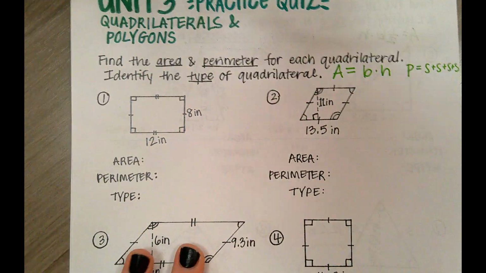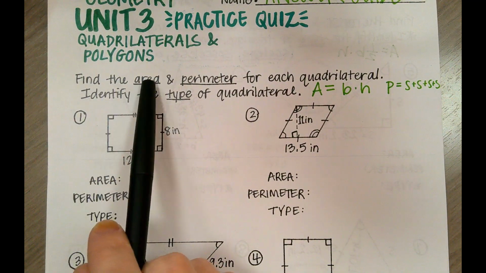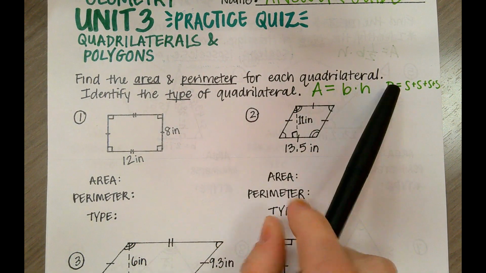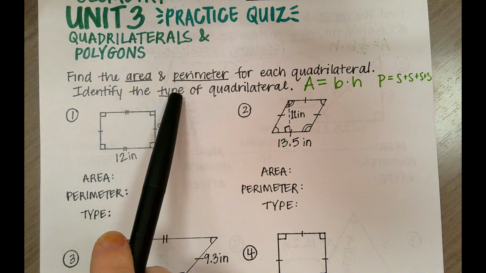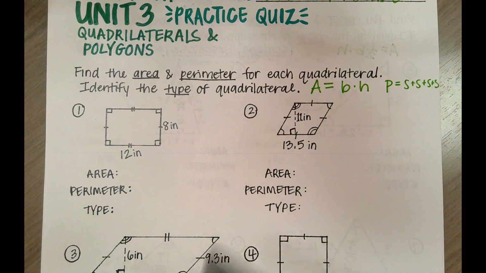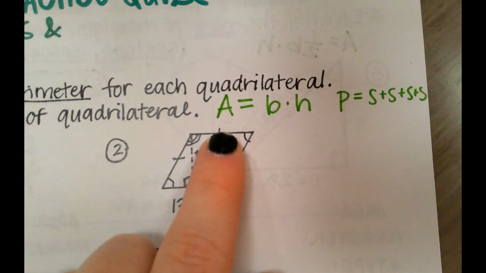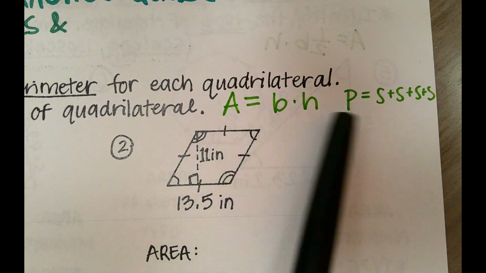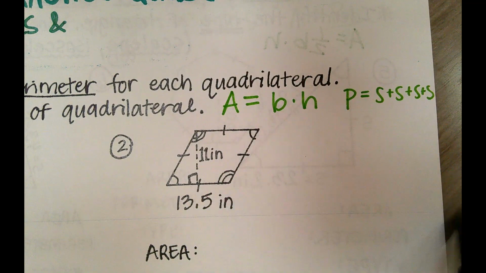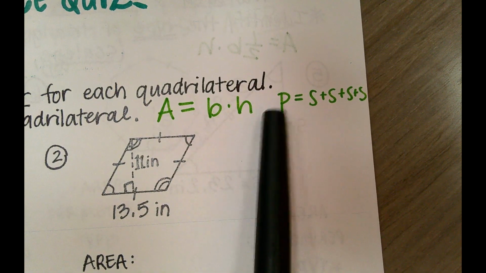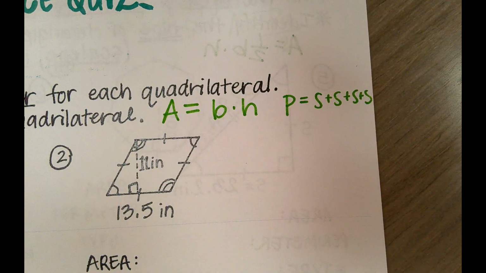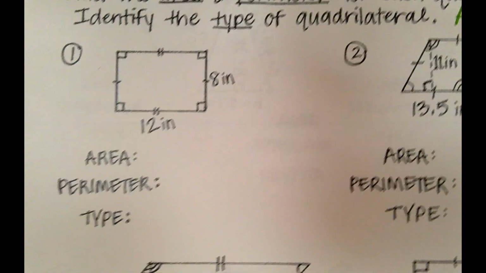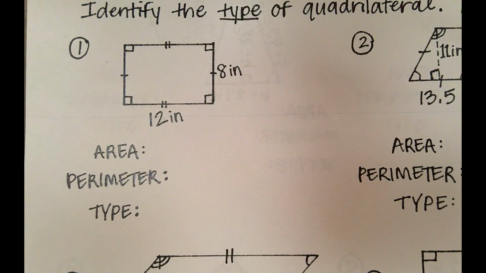So on the first page, you are finding the area and perimeter for each quadrilateral, and then you are identifying the type of quadrilateral, basically giving it the most specific name that you can. So I wrote down some formulas. When we're finding the area of a quadrilateral, we're taking the base times the height. When we're finding the perimeter, we are just adding all the side lengths together.